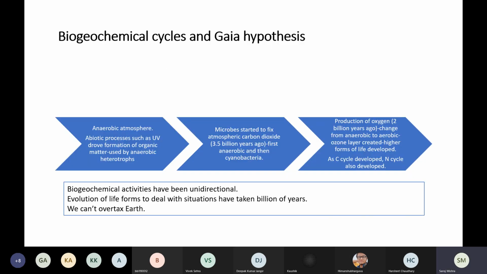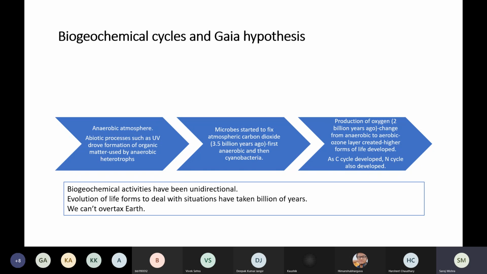And so what has been the role of biogeochemical cycles in this? Early on, the environment on the Earth was highly anaerobic because there was no molecular oxygen at that time. There were only abiotic processes happening, because of solar radiation coming in, because of UV, etc. It drove the formation of organic matter.